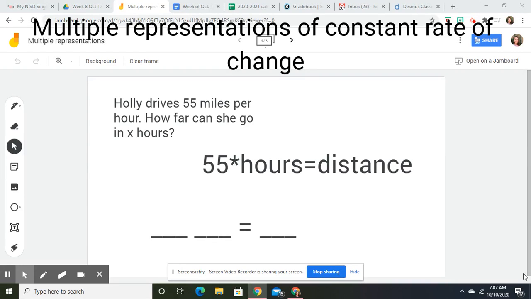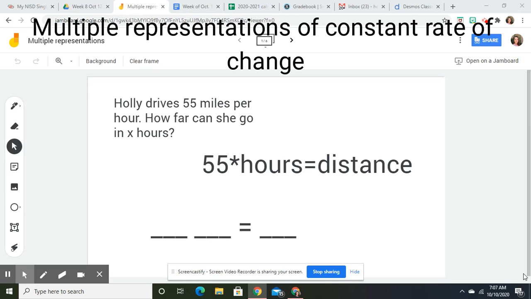Today we are going to be going over how to find the multiple representations using a scenario, equation, table, and graph. So today we're going to be talking about Holly. Holly is driving 55 miles per hour, and we want to set up an equation to figure out how far she can go in x number of hours. Meaning, given any number of hours that she drives, how far is she going to get?